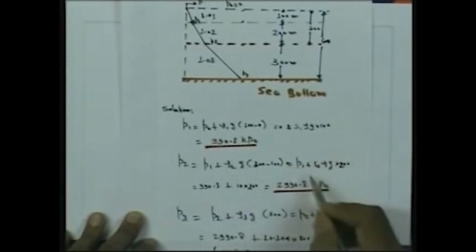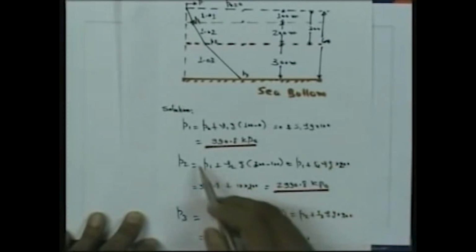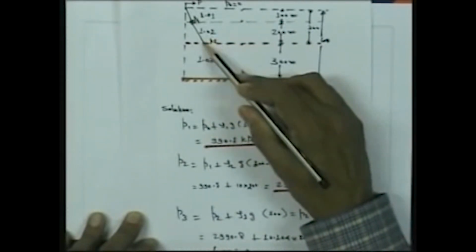So, that is equal to P1 plus S2 rho into g, where S2 is the specific gravity of the constant density layer, the second layer, which is 1.02. So, rho is 1.02 multiplied by g 9.81 into 200. So, this gives the total pressure at the interface between layer 2 and layer 3.